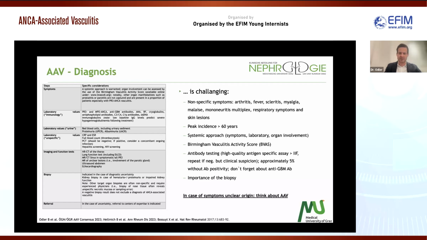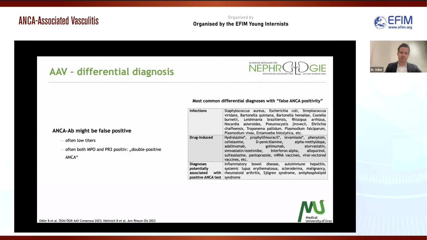and can lead to a delayed diagnosis of the disease. I would suggest to you, in cases of symptoms of unclear origin, you should always think about ANCA-associated vasculitis, and you should test the ANCA antibodies.